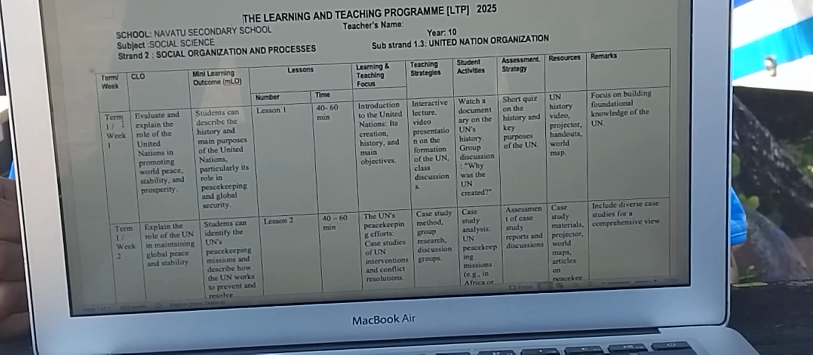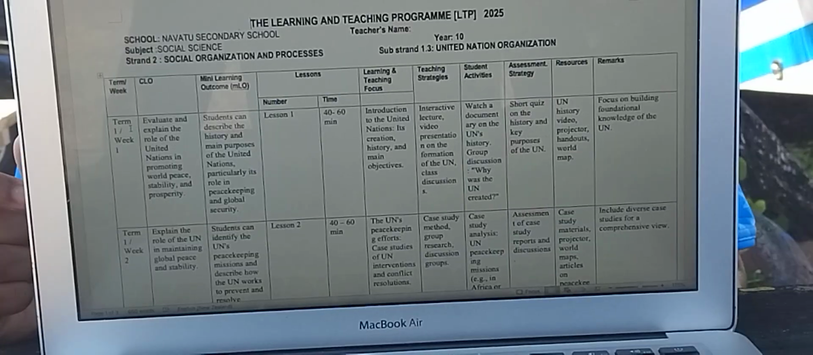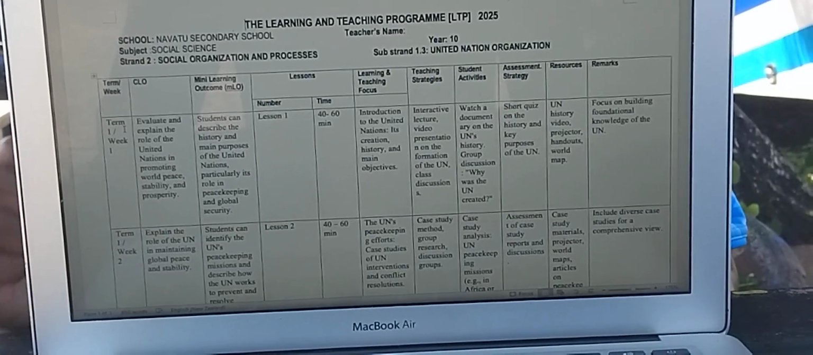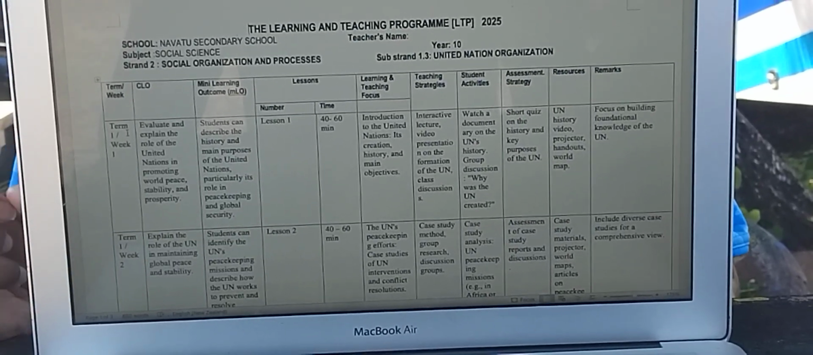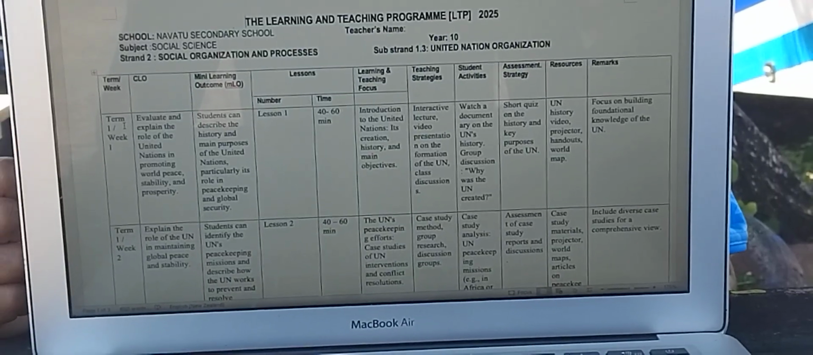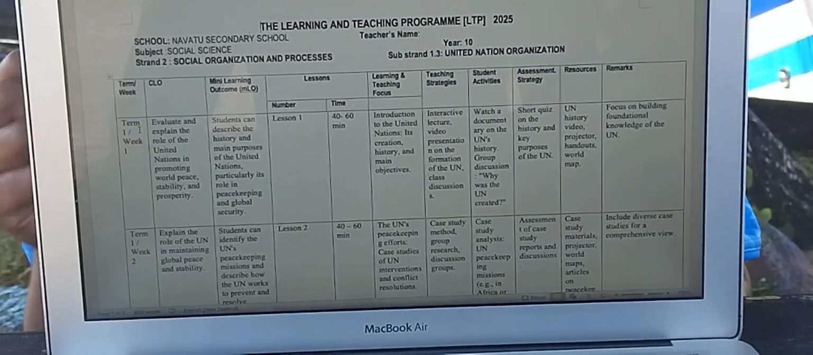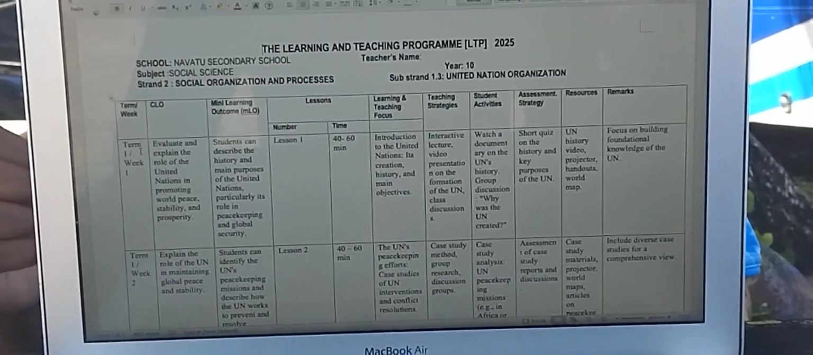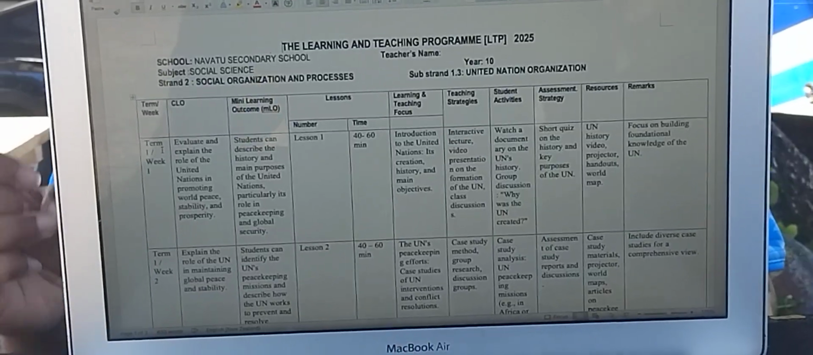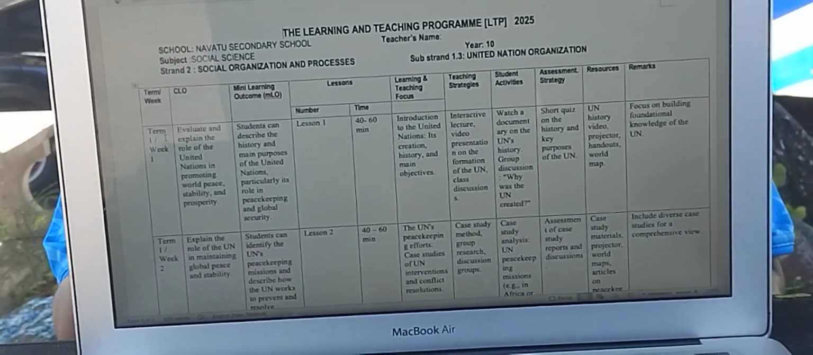Moving to the teaching strategy: interactive lecture, videos, presentations, and the formation of the UN, which will be discussed in class. For the student activity, students will watch a documentary on the UN history, and in groups they will do a group discussion.